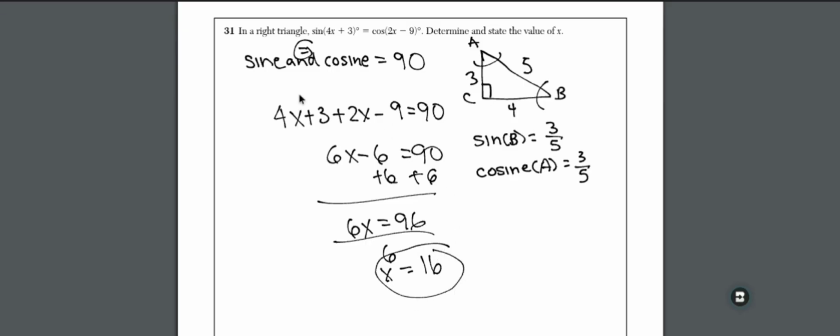So again, sine and cosine of certain angles, like I showed you here, sine of angle B is 3/5. Cosine of angle A is 3/5. So sine of an angle and cosine of an angle are congruent. They're equal to each other. Sine and cosine together, their sum is 90 degrees. Okay, because if I have a right angle that is 90 degrees, I know that my sine and my cosine have to equal 90 in order to create a triangle that is 180 degrees. We're now on to part 3.